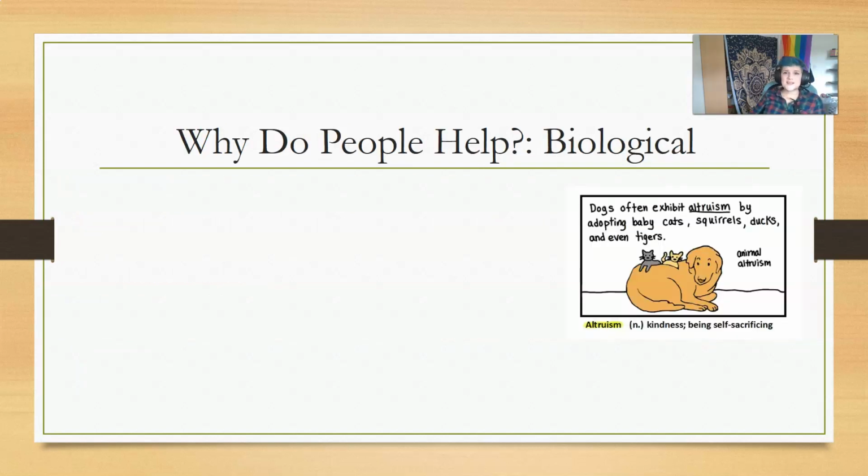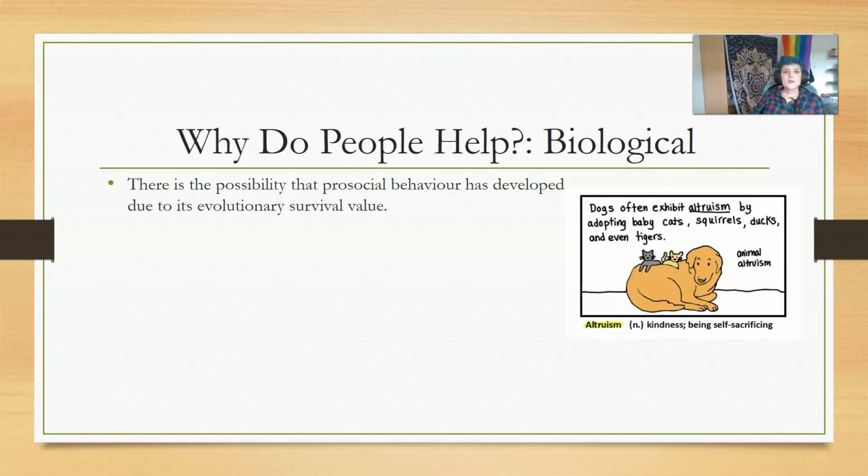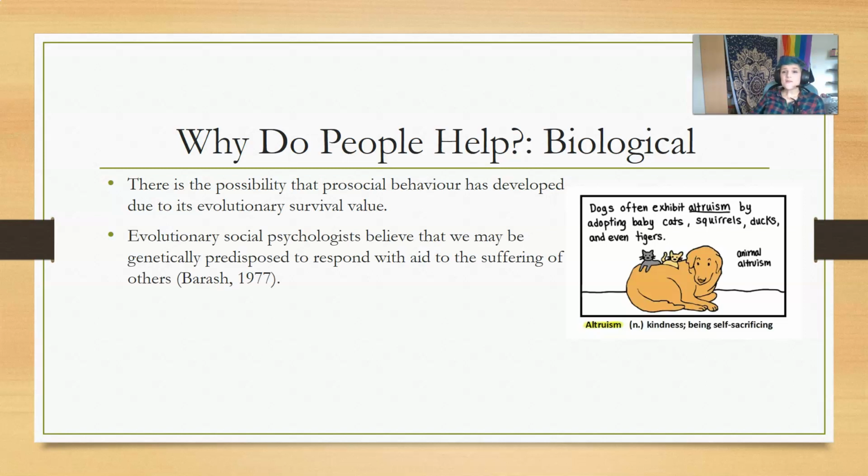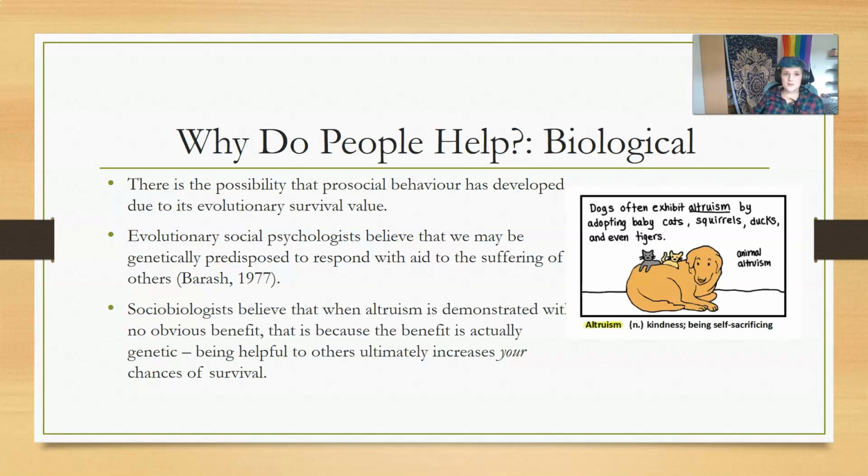First, we shall consider the biological explanations for helping behaviour. There is the possibility that pro-social behaviour has developed due to its evolutionary survival value. Evolutionary social psychologists believe that we may be genetically predisposed to respond with aid to the suffering of others. Sociobiologists believe that when altruism is demonstrated with no obvious benefit, it's because the benefit is actually genetic, so being helpful to others ultimately increases your chances of survival.